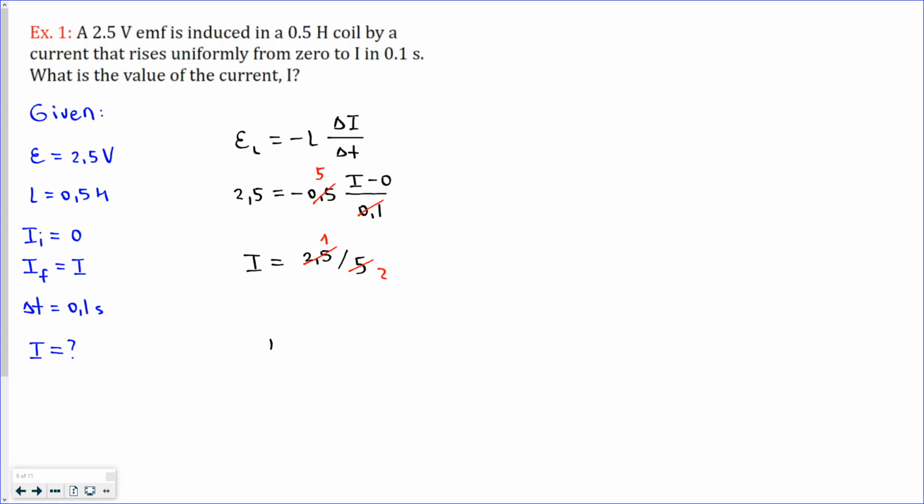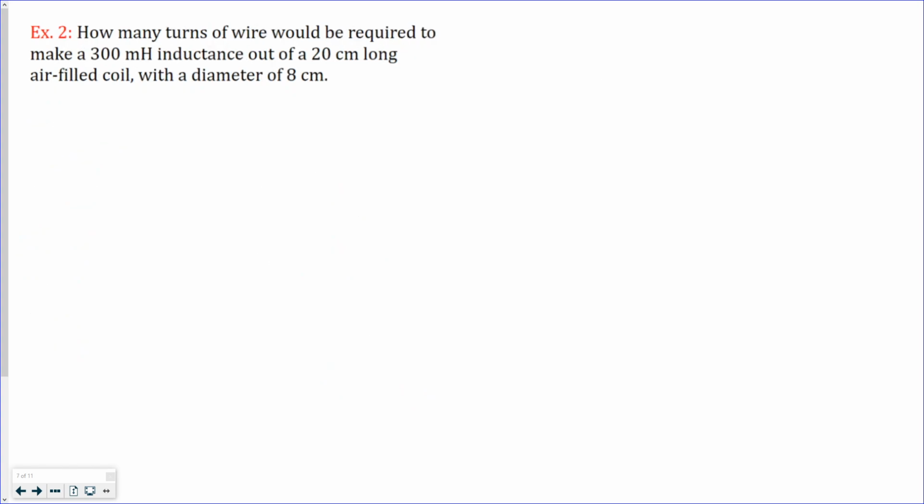So as we see, the current is minus 0.5 amperes, and minus is only a reminder for the direction of the current. And if we're asked to find only a magnitude, then we can say that the current is 0.5 amperes. So that's it. This is the first problem, and let's move to the second problem.